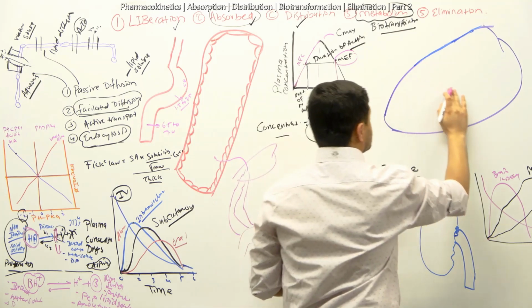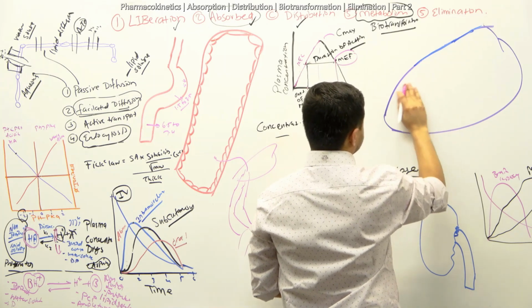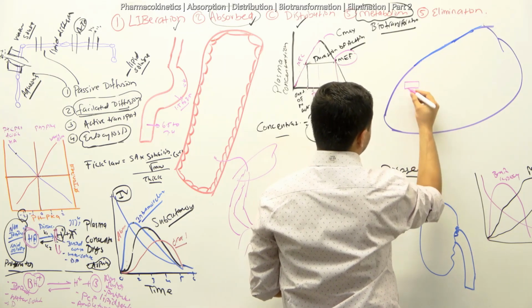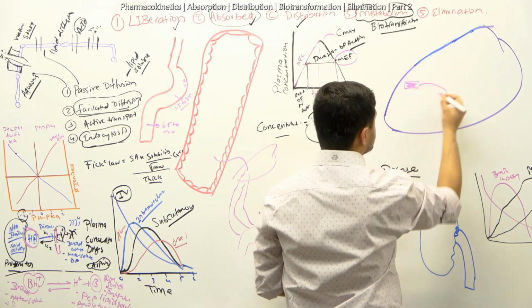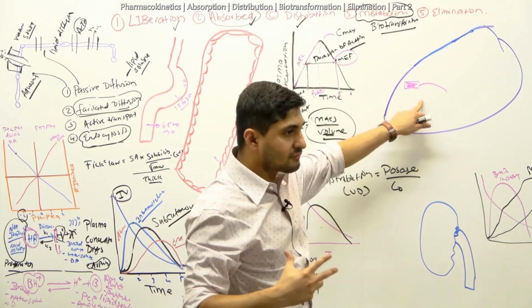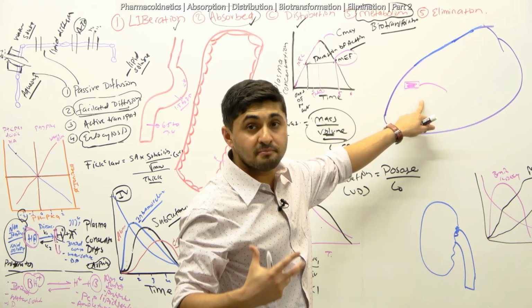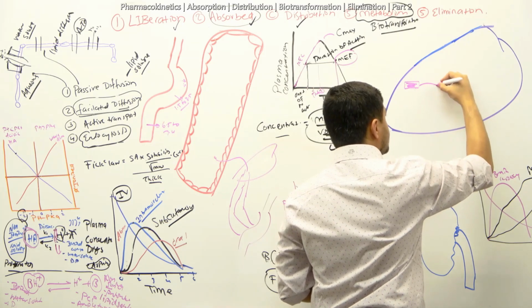Whenever we talk about the phase 2 reaction, let's say this is a drug right here. I'm just going to make this a drug right here. What is happening is that this drug, if it's lipid soluble, is even better. What happens is that there's an enzyme located here.